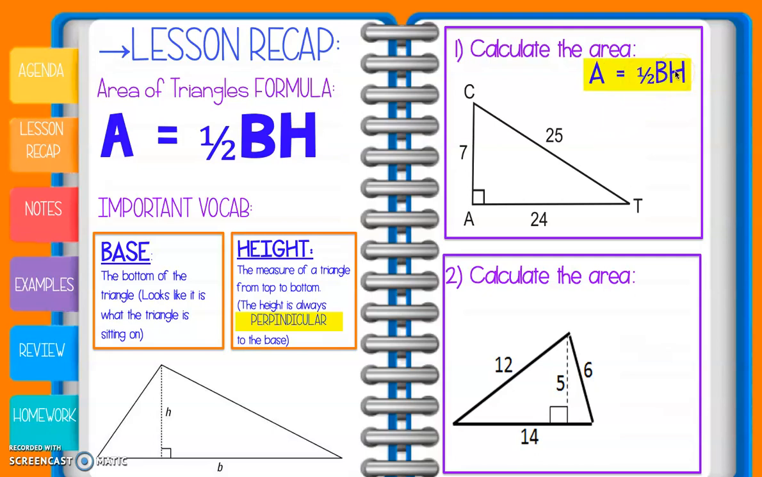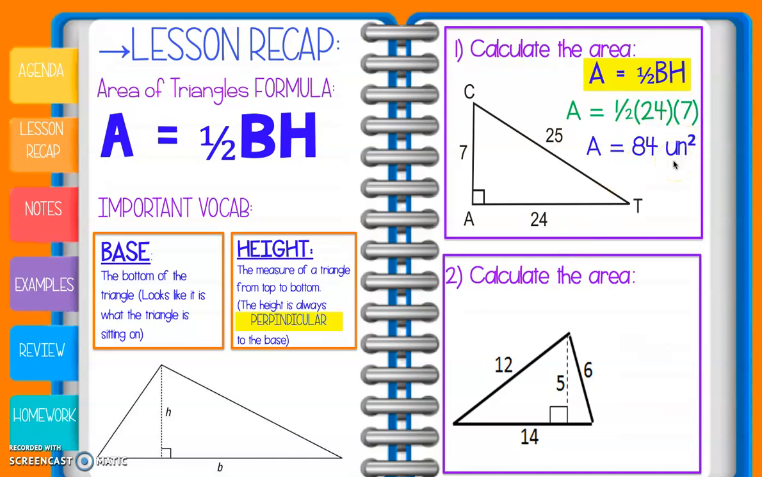Now what we're going to do is we're going to substitute our side lengths. So for the base, we have 24. And for the height, it's perpendicular to the base, we have 7. So we have area equals 1/2 of 24, the base, times 7, the height. Okay, and then we can just plug that into our calculator. 1/2 of 24 is 12, times 7 would give us an area of 84 units squared.